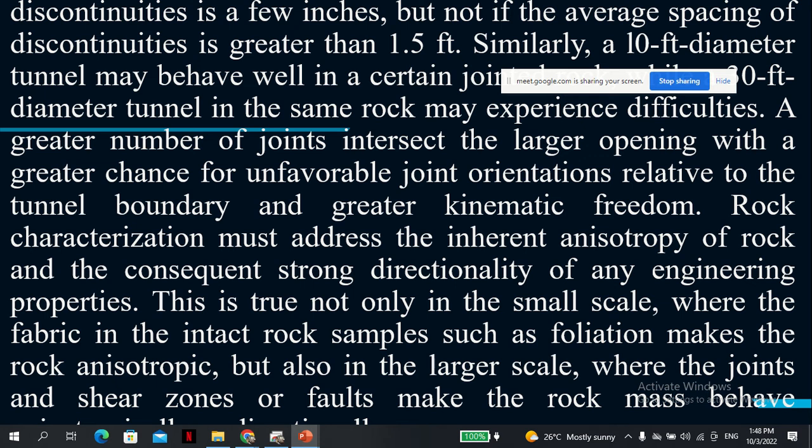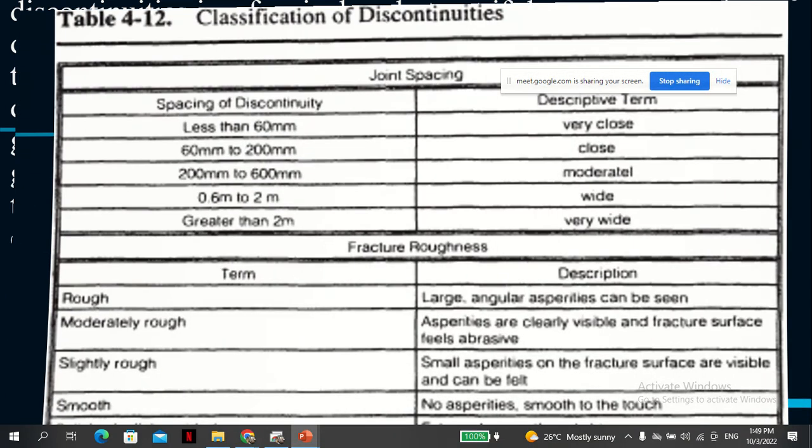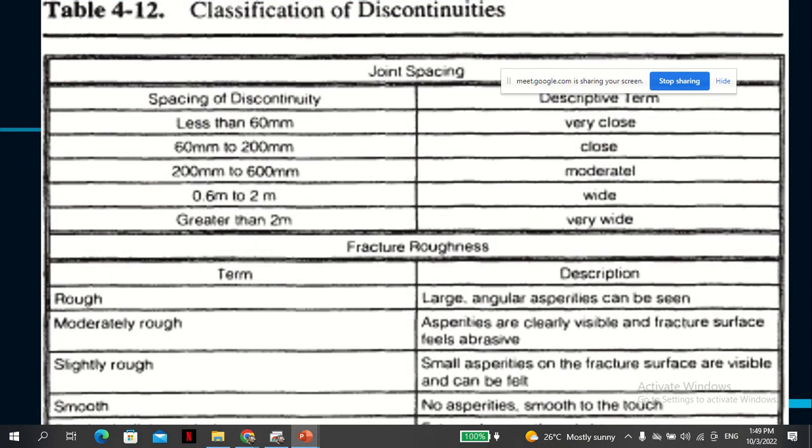So for that sampling, if you have just a few inches of discontinuities, then probably the result of the test is closer to the rock mass behavior in situ. However, if the spacings are large, then that is highly not representative.